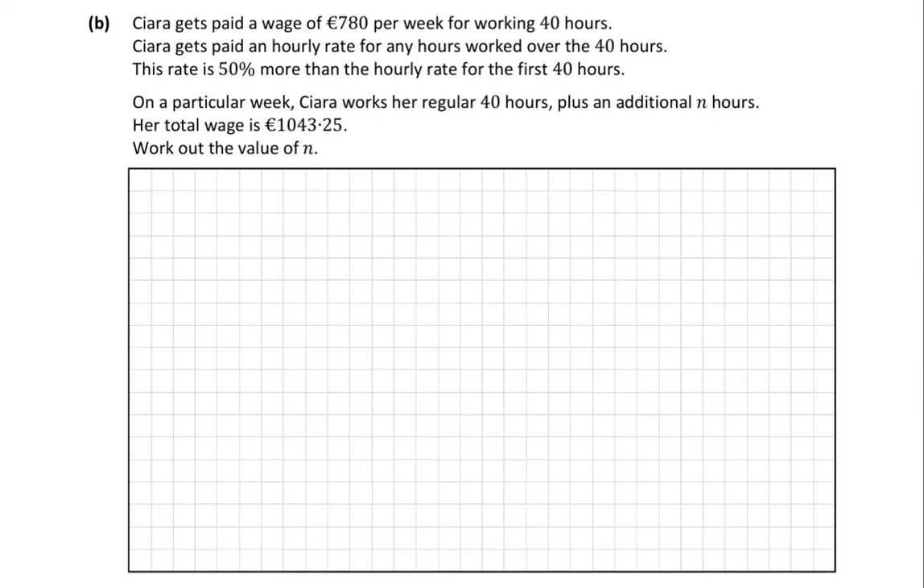So the first thing we're going to do is we're going to take the 780 euros and work out Kira's normal everyday hourly rate.